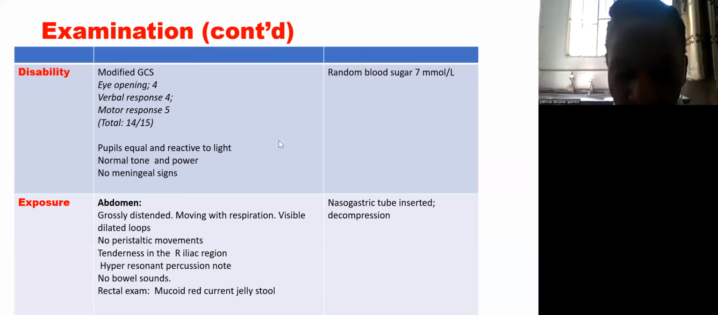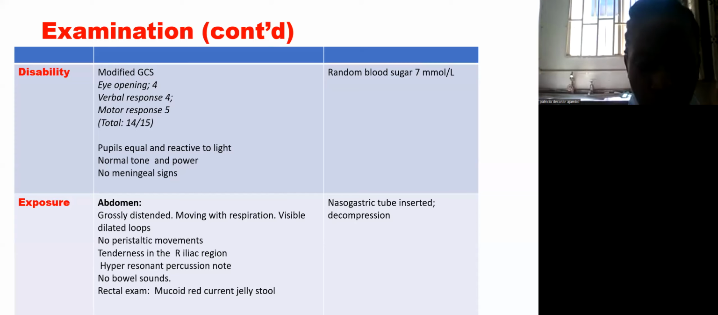So at this point, we inserted an orogastric tube, which was draining bilious gastric contents, and we drained about 150 mL. And this also helped, as the breathing of the child improved.